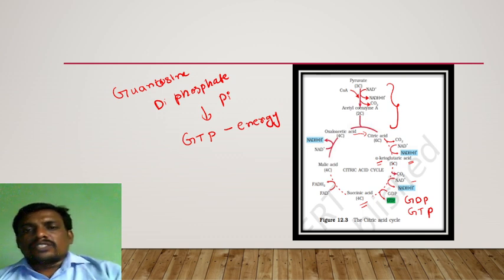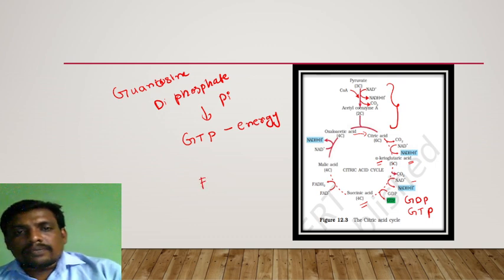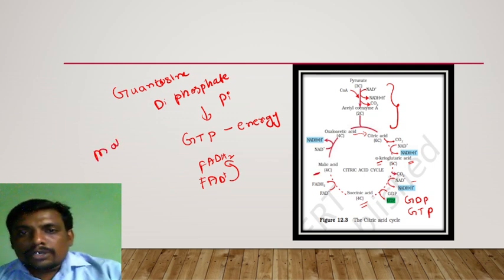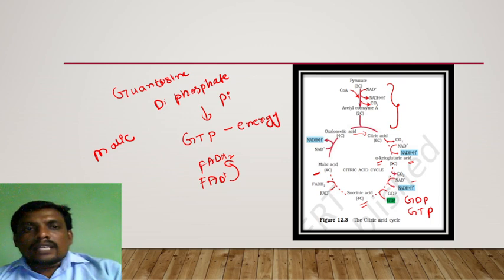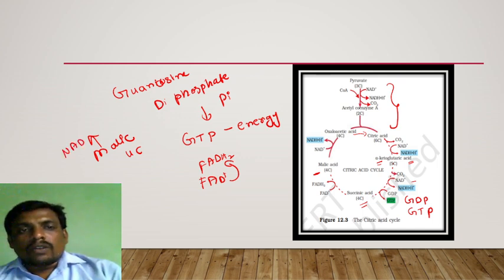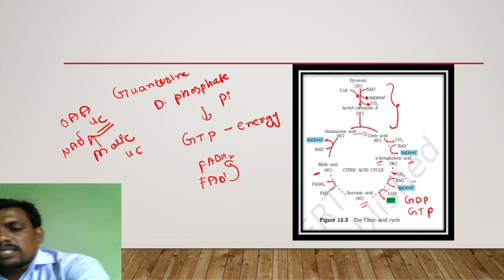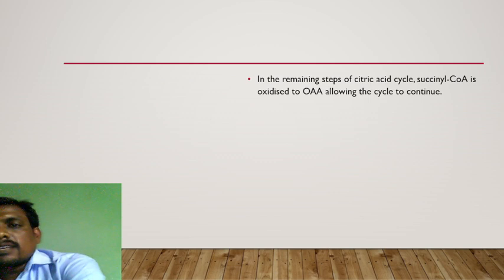Now succinic acid, which is a 4 carbon compound, by utilizing reducing power agents like FAD plus, into FADH2, will be converted into malic acid. Malic acid is a 4 carbon compound, which will undergo further reactions by NAD reducing power agent, and will be converted into oxaloacetic acid, which is a 4 carbon compound. This cyclic pathway was explained by Sir Hans Krebs.